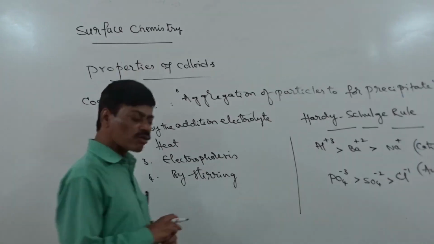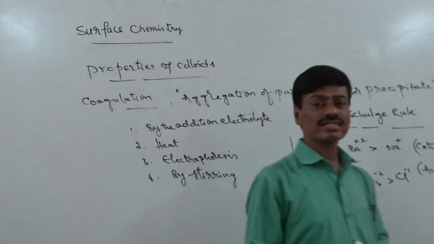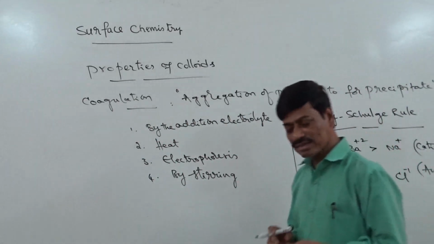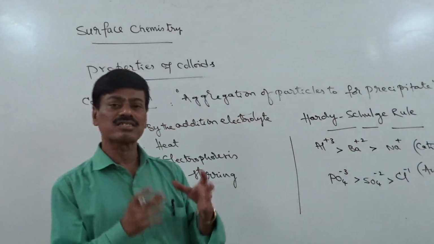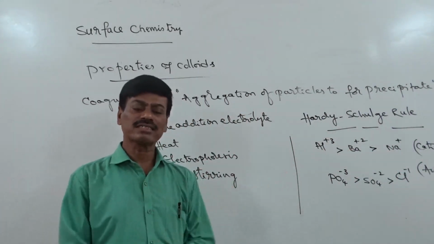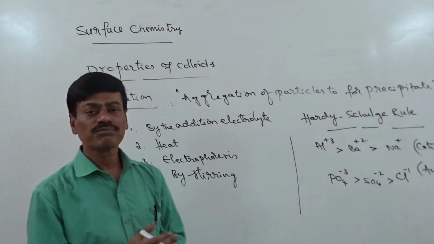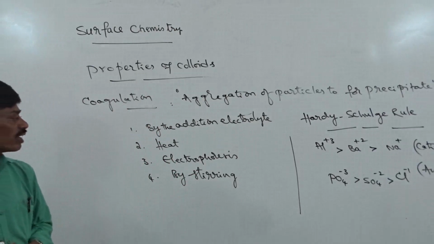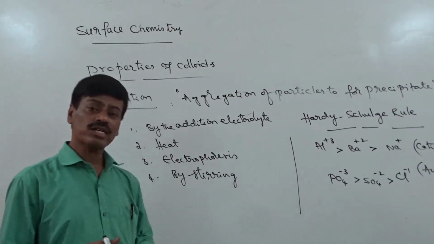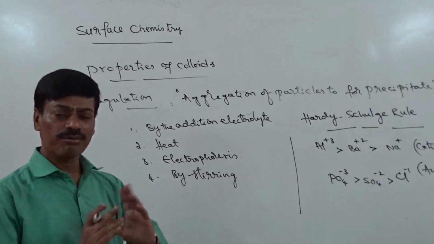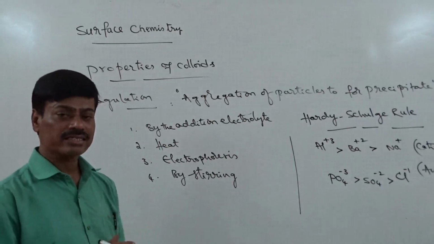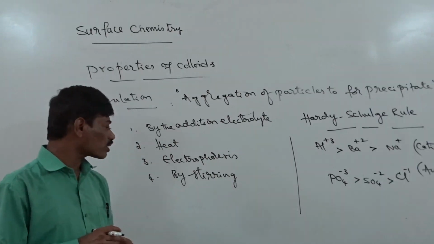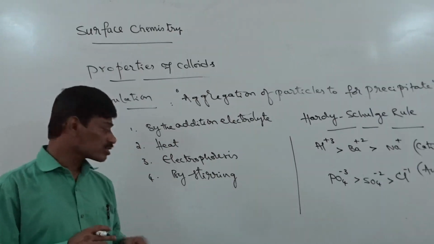Once again, coagulation refers to aggregation of the particles. Aggregation of particles is possible between oppositely charged particles. They can come, attract each other and result in precipitate. Or the particles lying in the dispersed phase can be made to settle down or aggregate with the help of heat energy, and even by adding a small amount of electrolyte, and even by the electrophoresis phenomenon.